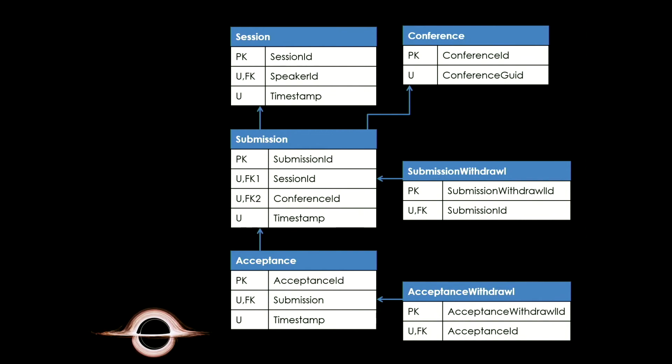Exactly, and I have to have that where clause where not in acceptance withdrawal. Has the submission been withdrawn? I'll look for the submission withdrawal. So I can just query this structure in order to figure out the current state of the system. And I'm changing state by capturing the information that's relevant to that domain event. Yes?